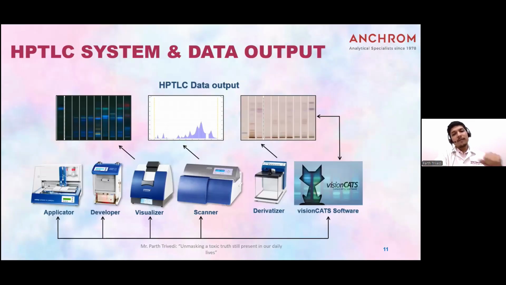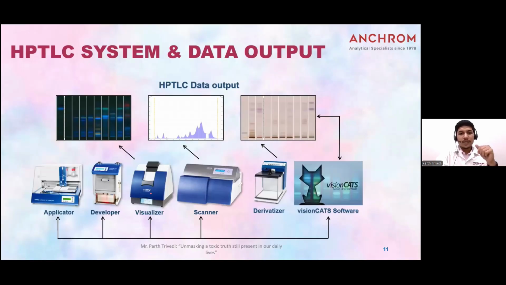The automatic development chamber also helps ensure that our plate does not come under humidity, so it controls the humidity, and it automatically stops the plate running when we have to run till 7 centimeter or 8 centimeter. It will automatically stop and remove the plate, control the humidity, dry the plate, and it is ready for your further use. And after that, we go for the visualizer.